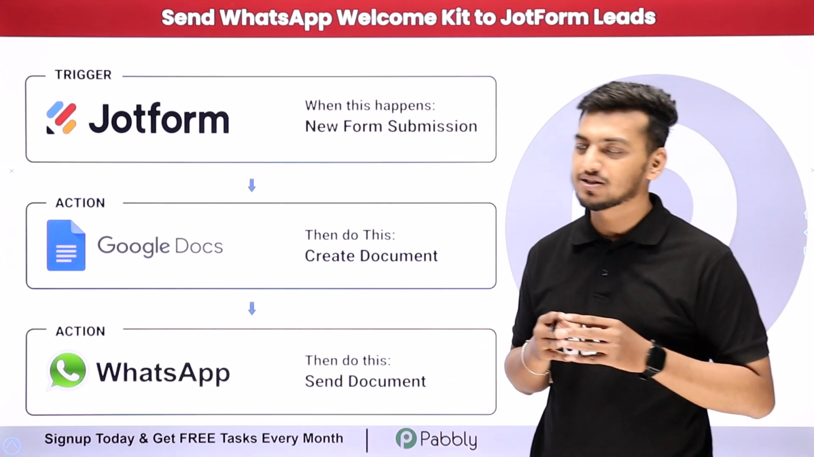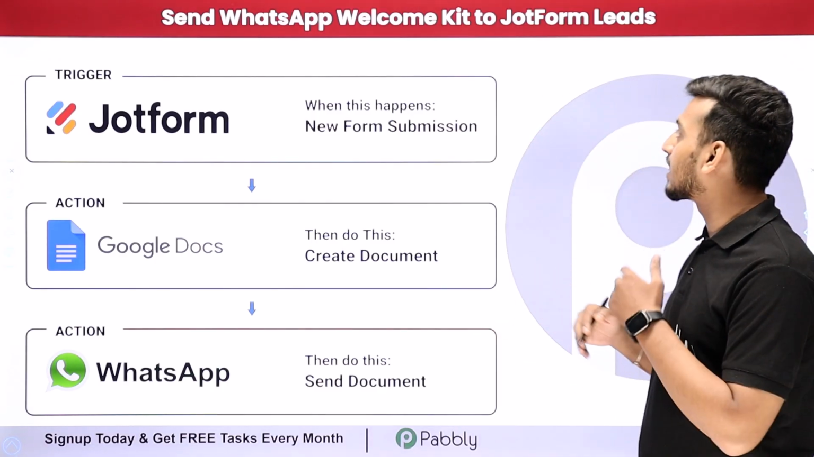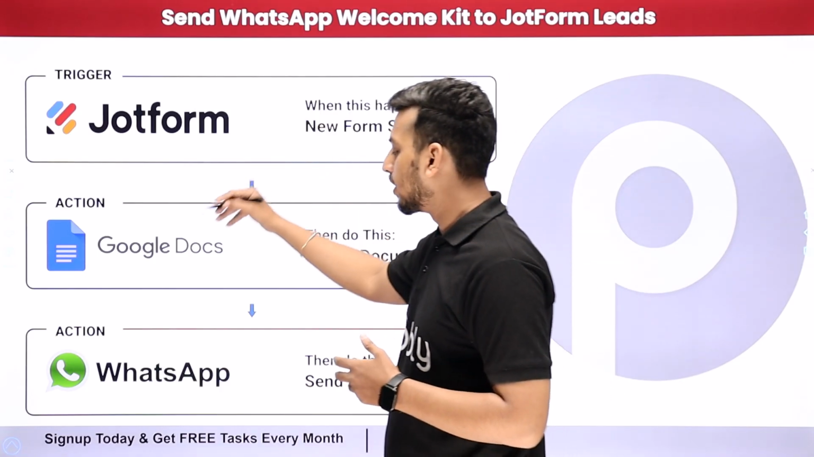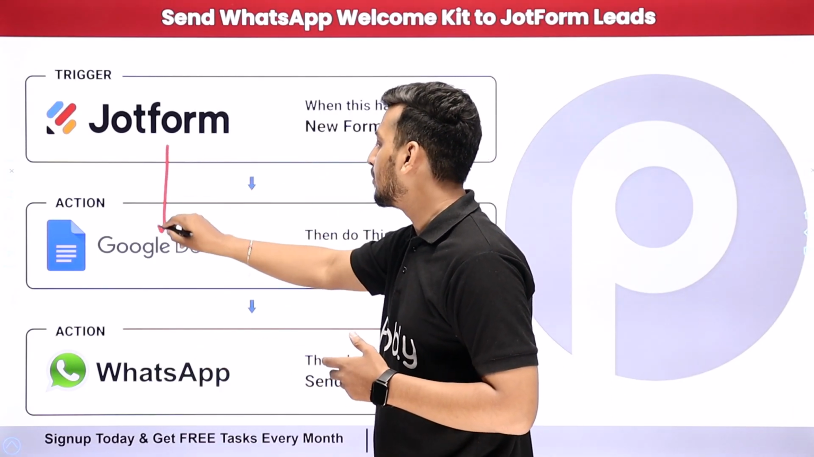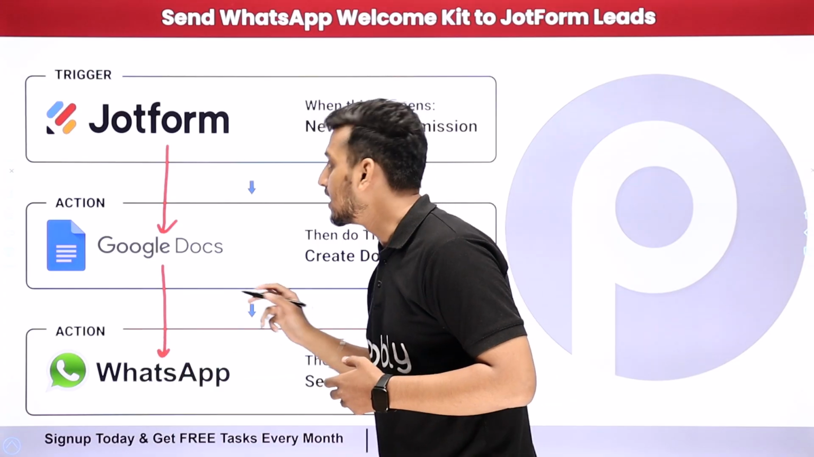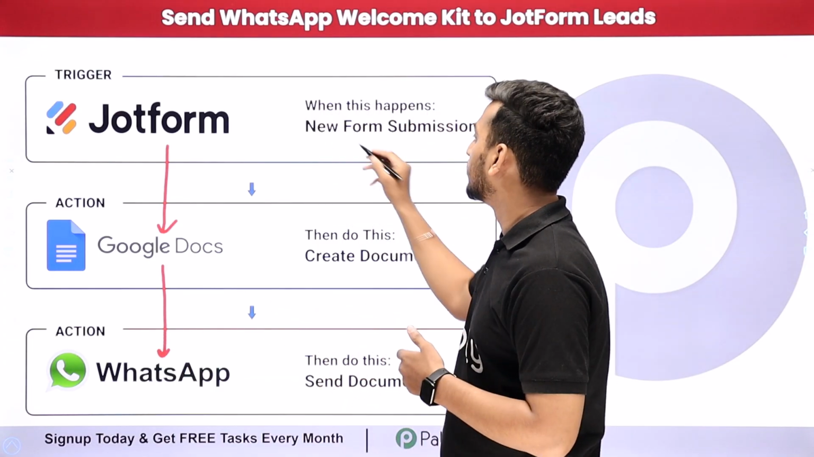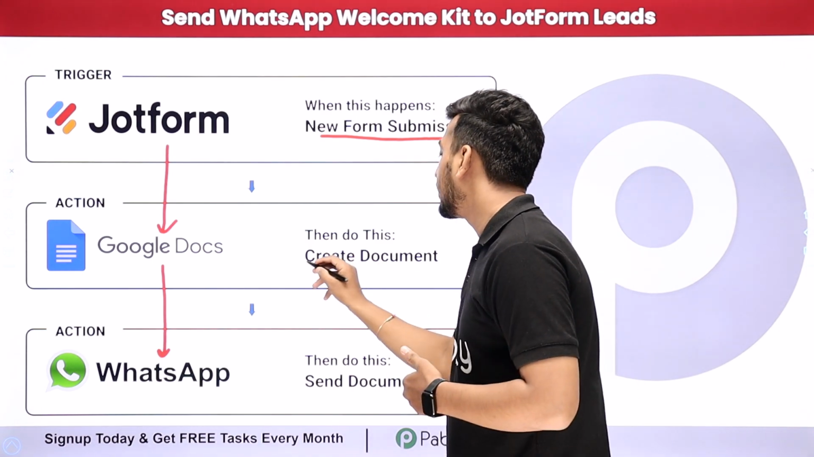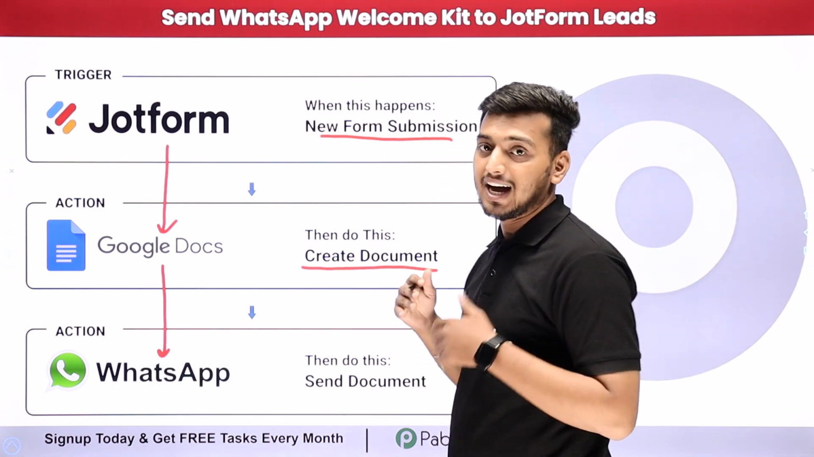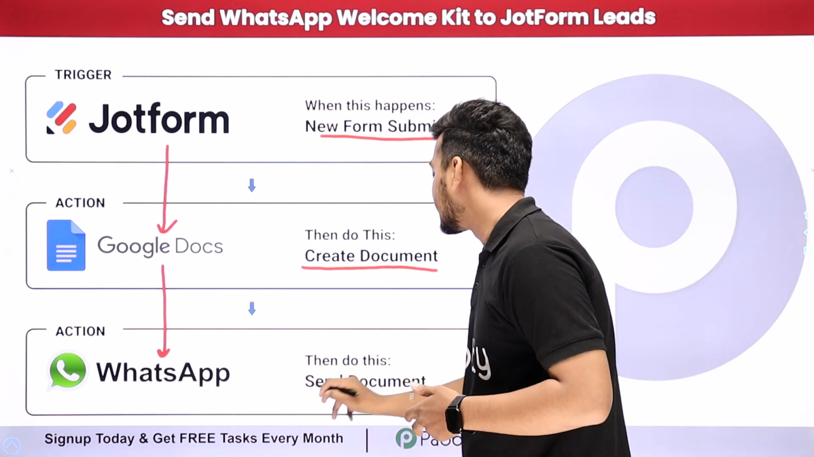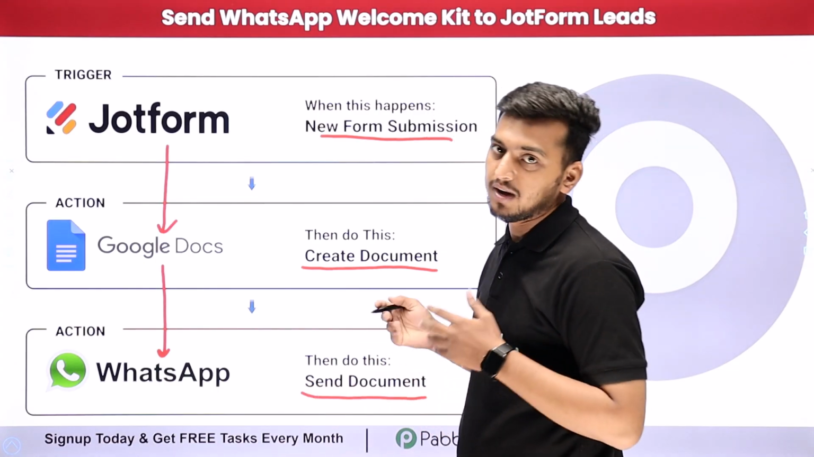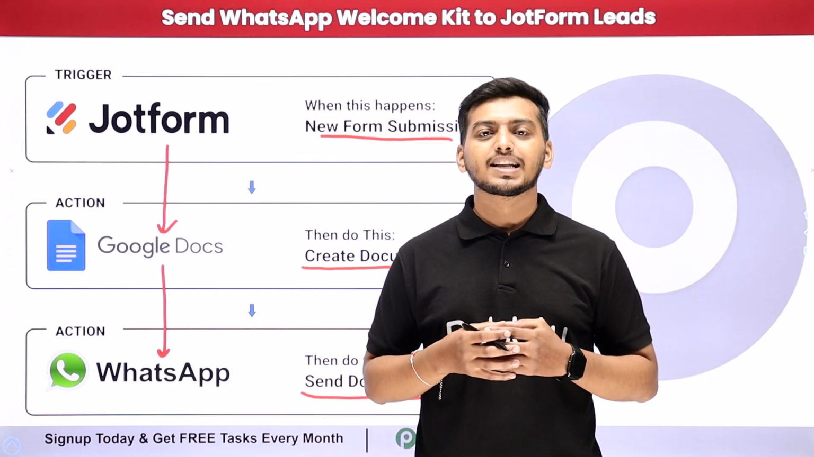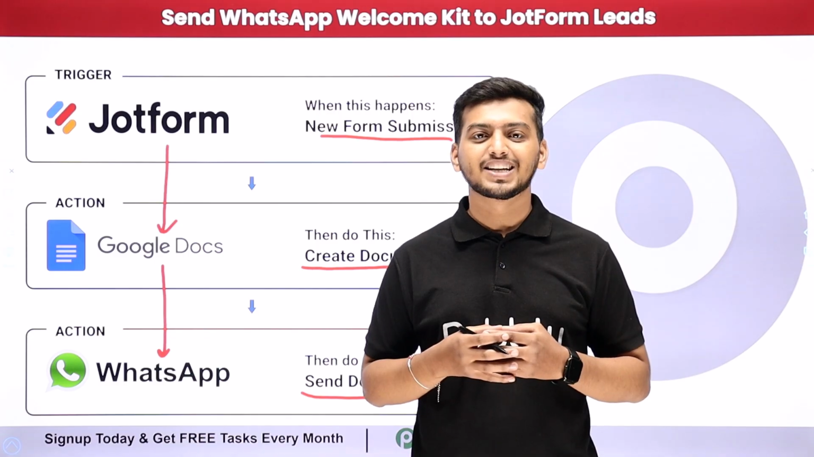Today I will demonstrate how you can send a WhatsApp welcome kit to JotForm leads. In this video, I will integrate JotForm, Google Docs and WhatsApp with the help of Pabbly Connect. After this integration, whenever you receive a new form submission on your JotForm account, a welcome kit document will get created automatically for that particular lead, and after that, that lead will receive the document on their WhatsApp account. So if you are ready to learn how I'm going to create this amazing automation, let us jump right onto my screen.